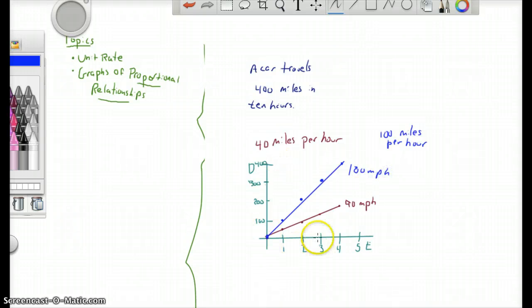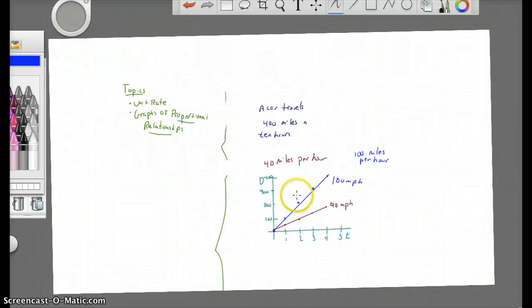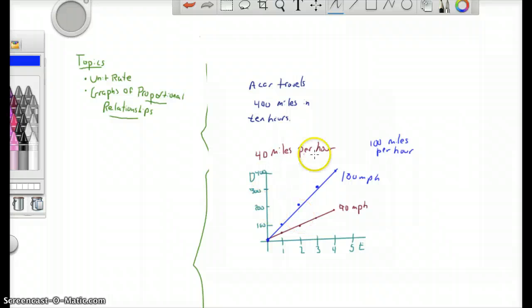Okay, so as we investigate this further over the next couple days in class, we're going to really be able to calculate unit rate very easily, and we are going to really study these graphs of proportional relationships.